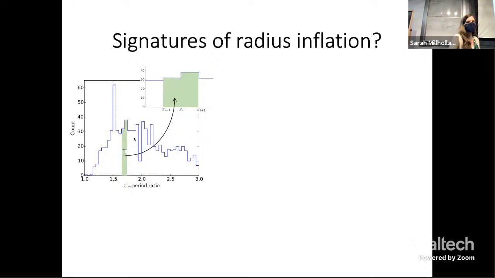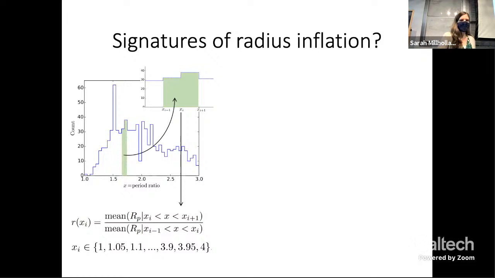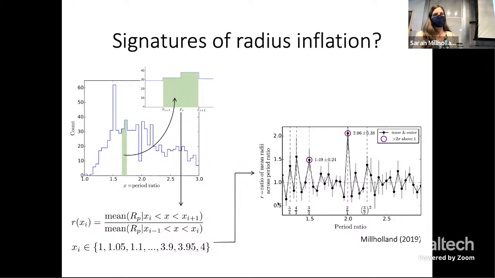And so we want to look at the mean of the planet radius that appears in a given period ratio bin and see how it compares to the mean planet radius in a period ratio bin that's just adjacent to it. So here's the mathematical representation of what I just said, the mean radius here compared to the mean radius here. And then we want to run that calculation across the entire period ratio distribution. So here is the result of that calculation, where on the y-axis is the ratio of the mean radii across a given period ratio plotted versus the period ratio. And so the purple circles here are indicating all spots where this quantity is greater than 2 sigma enhanced over unity.